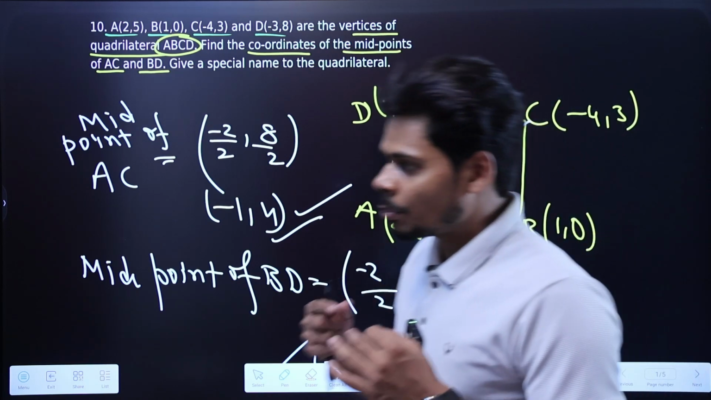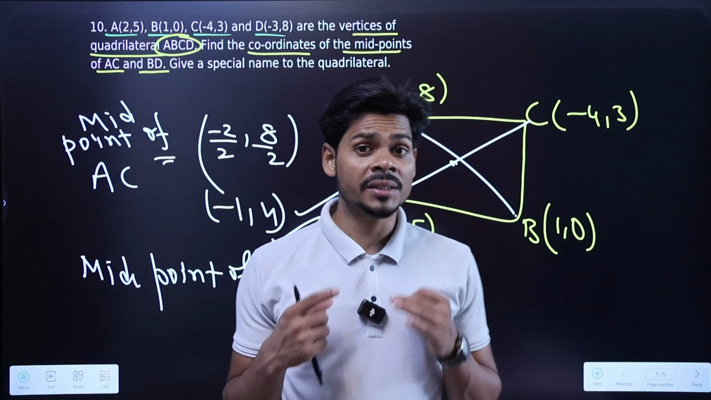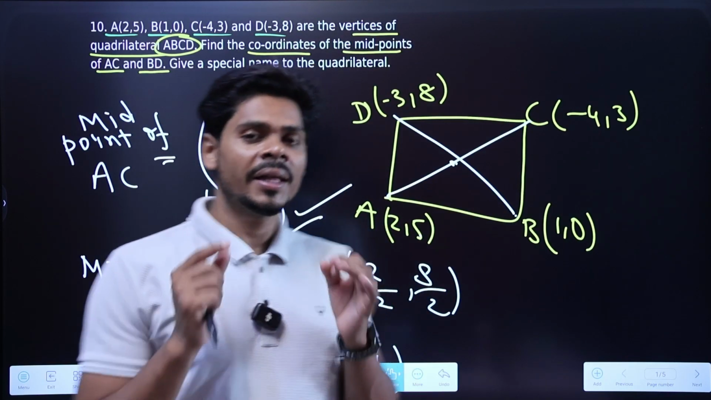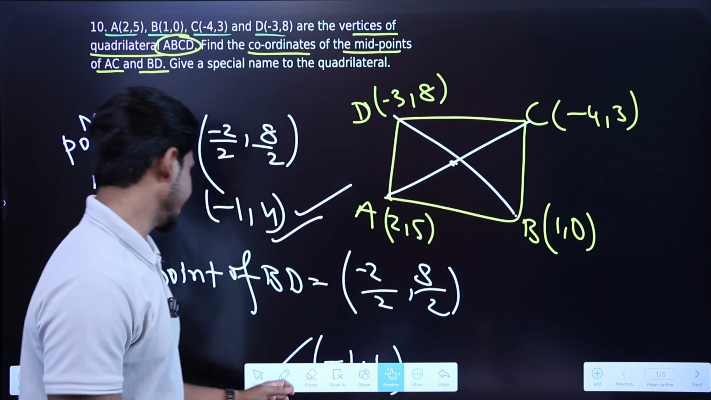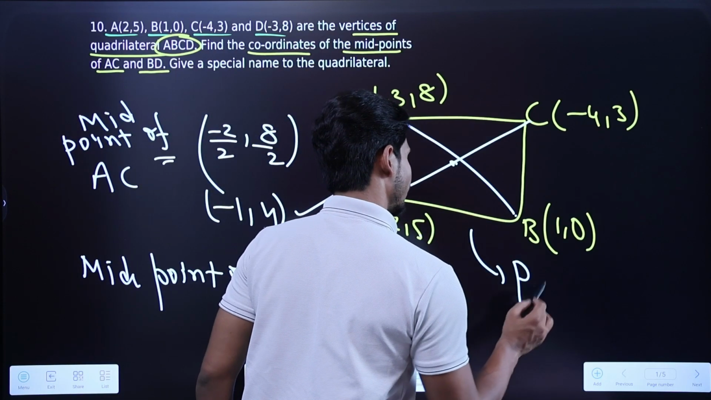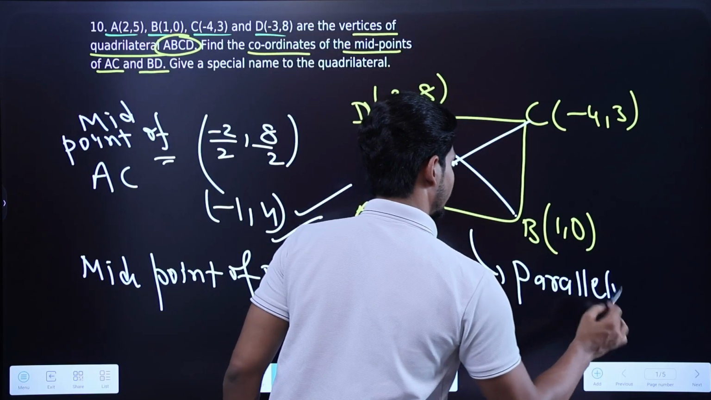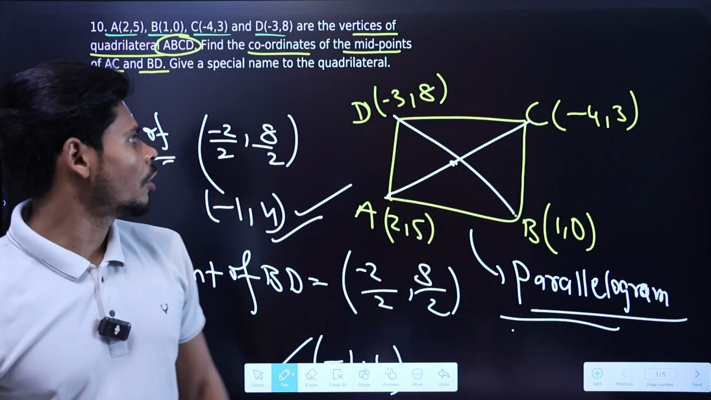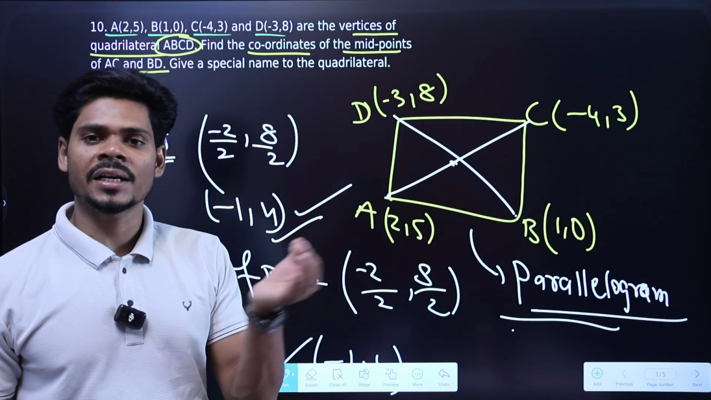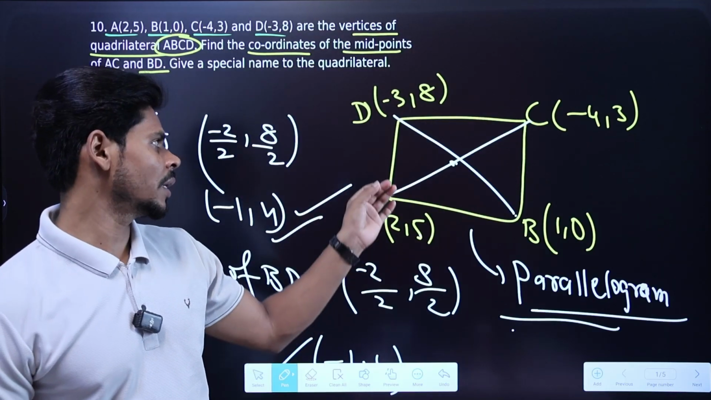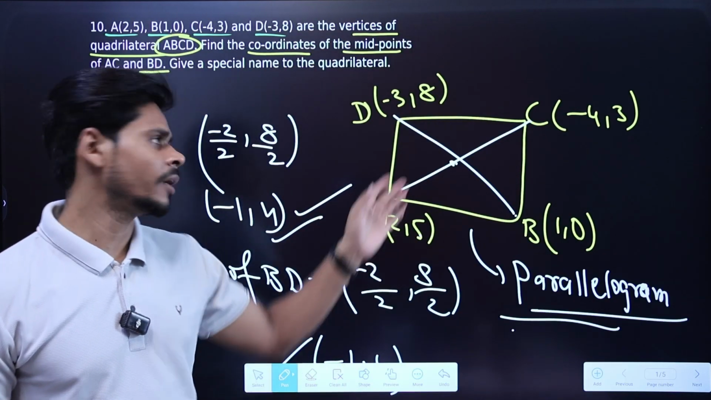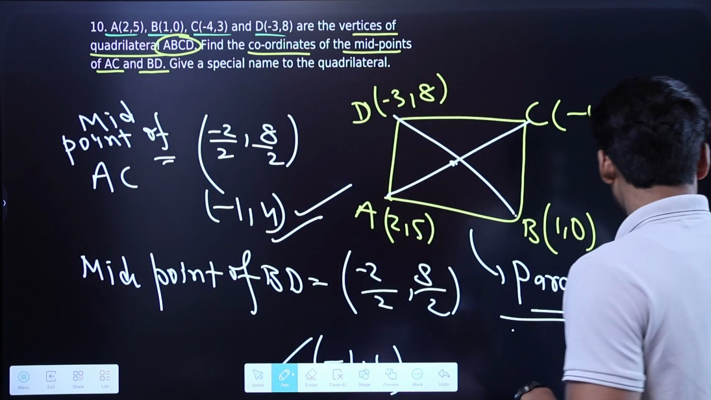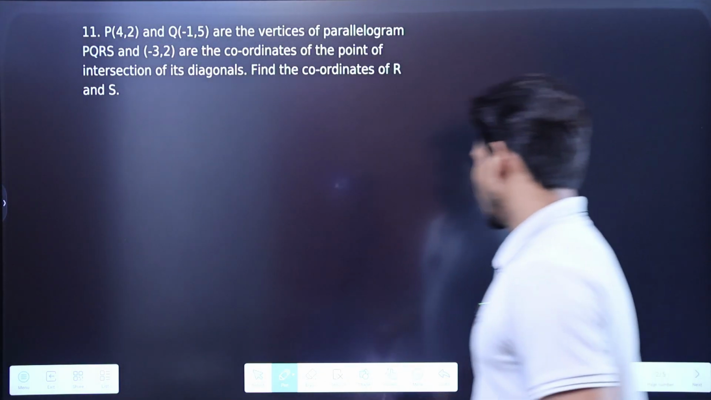Whenever you see that the midpoints of the diagonals are exactly the same, then this kind of quadrilateral you can say directly is nothing but a parallelogram. A parallelogram has the property that the midpoints of the diagonals intersect at a common point, the midpoint of AC and BD. So you can name it as a parallelogram.